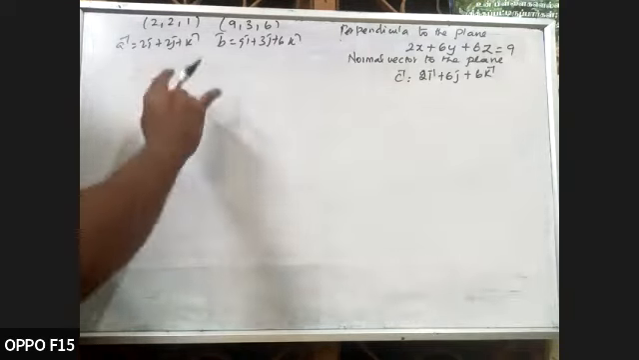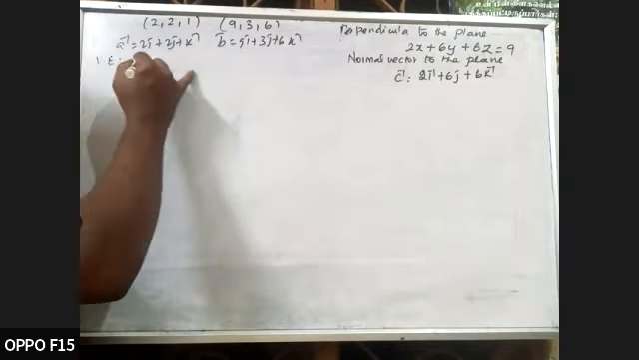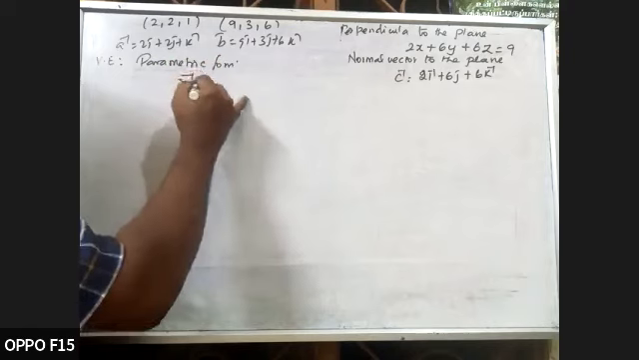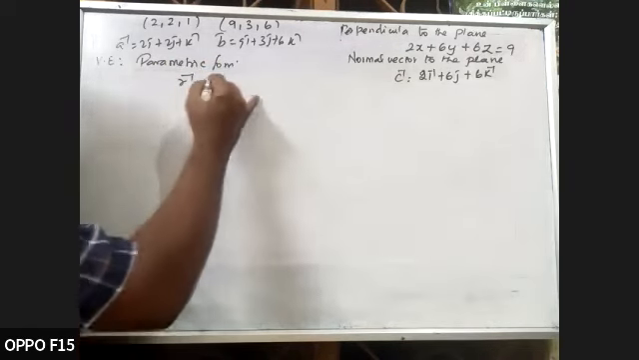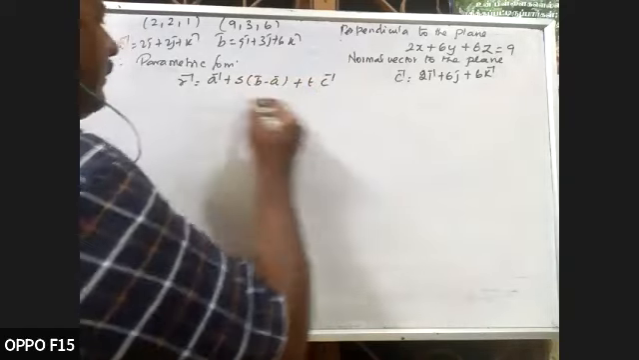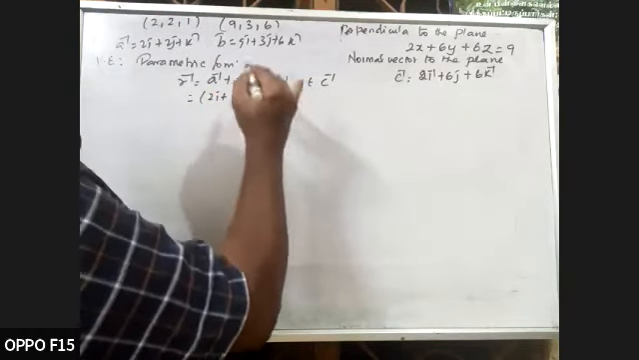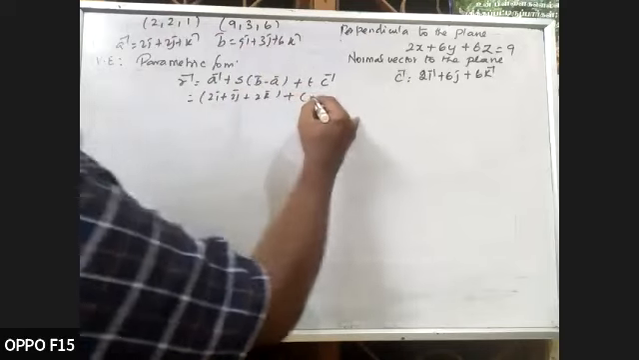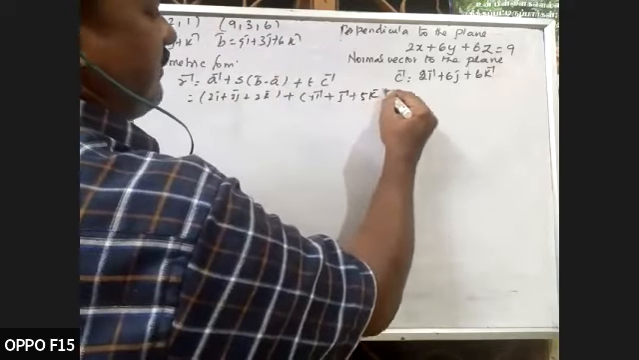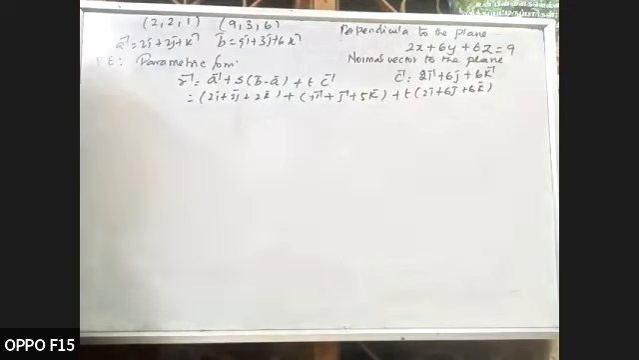Two points passing through, one parallel vector. So what is the formula? First in the vector equation we look at the parametric form: r vector equals a vector plus s into (b minus a) plus t into c vector. A vector is 2i plus 2j plus k, b minus a is 7i plus j plus 5k, and t into 2i plus 6j plus 6k. This is called your parametric form.